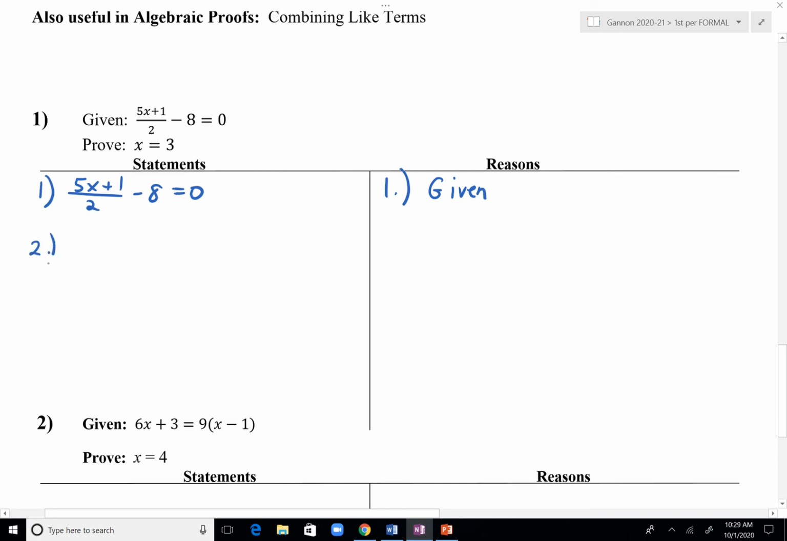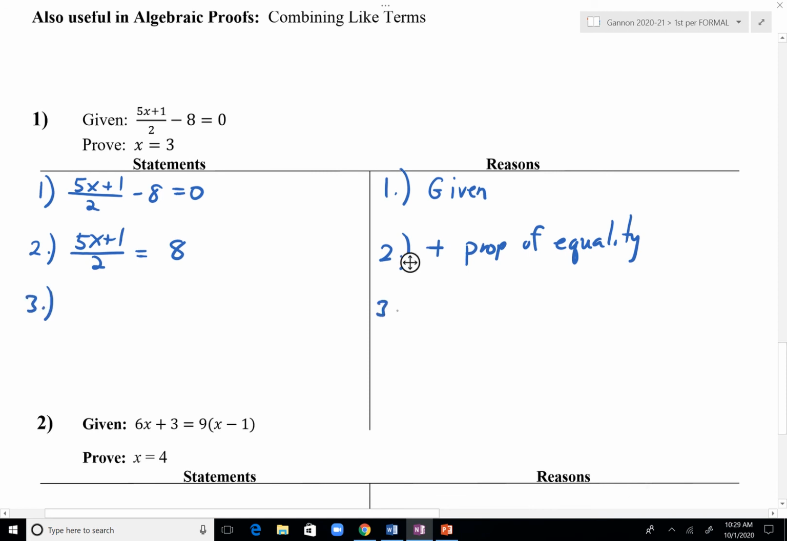Now, in the next step, think about what you would do to solve this equation algebraically. Most people are going to add 8 to both sides. So we have (5x + 1)/2 is equal to 8. So we're adding 8 on both sides. We can do that because of the addition property of equality, which allows us to add the same thing on both sides of an equation.